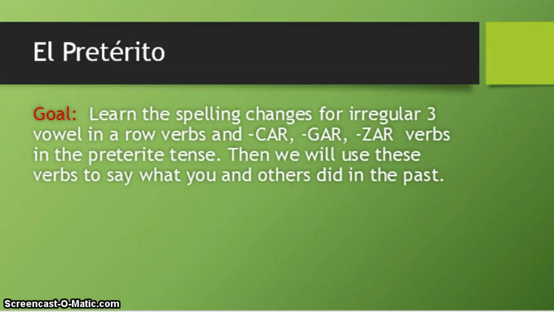Our goal for this video is to learn our irregular 3 vowels in a row verbs, such as leer and construir. We will also focus in on some of the gar-zar verbs that have a change in the yo form in the preterite tense. We will use these in order to communicate what you and others did in the past.